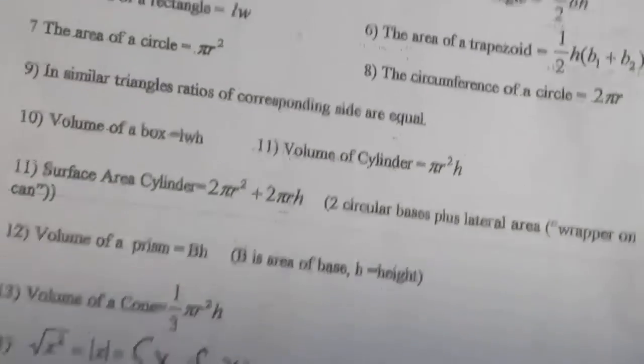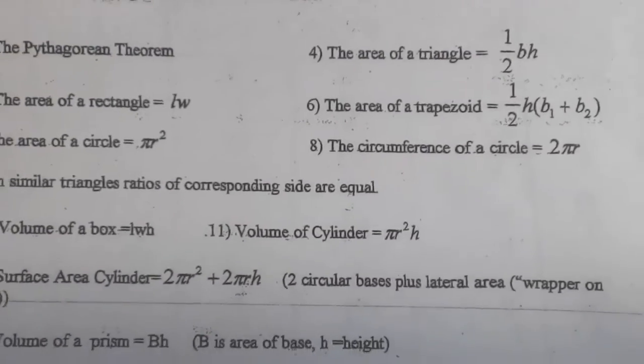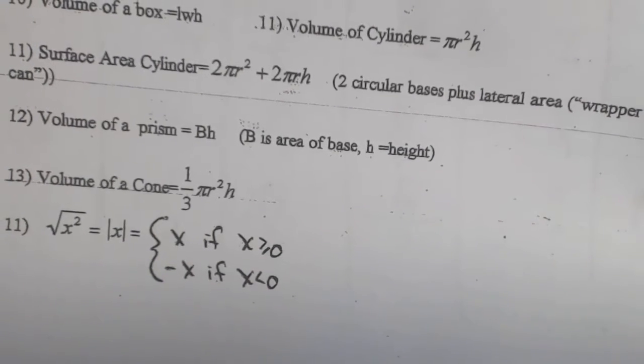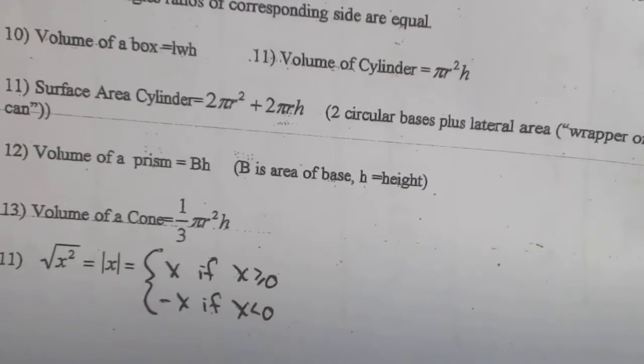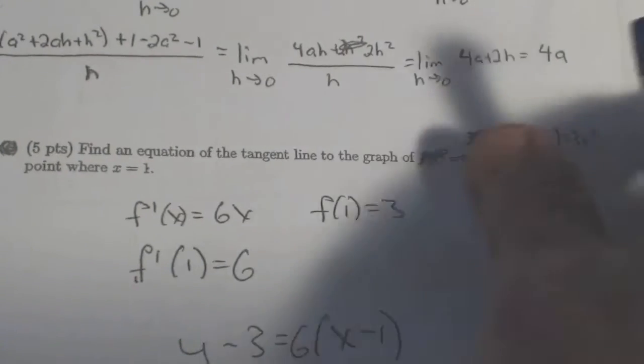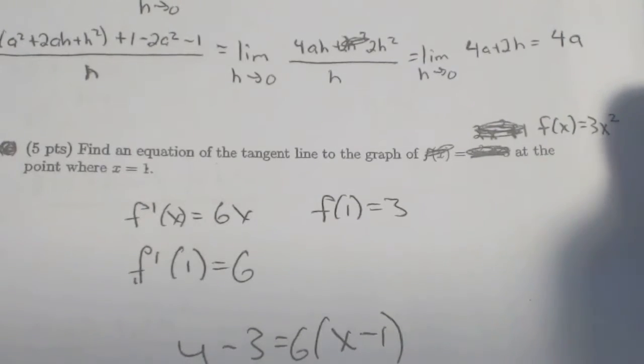Other things on that page, you see all your volume and area formulas, your area of a trapezoid and a triangle, and all of that good stuff that you're supposed to know going into the test. Absolute value, all of that. So make sure you know that. I will add that and rescan the Calculus in a Nutshell first page, I think.